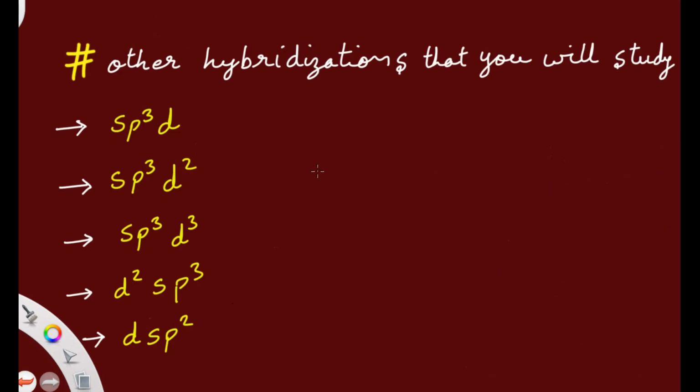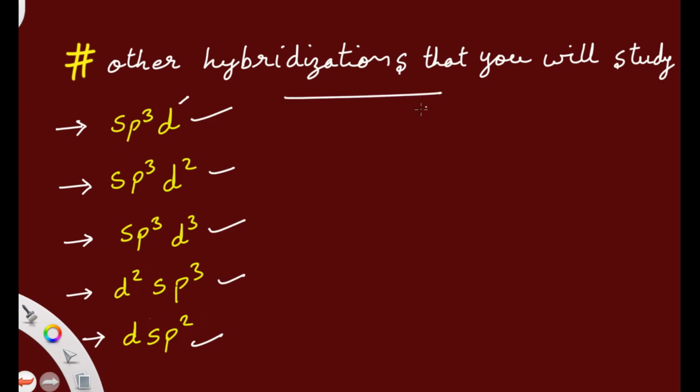Now the other hybridizations that you will study are sp3d, sp3d2, sp3d3, dsp3, d2sp3 and dsp2. These are the hybridizations that you will study, and I will also make a video on these by using different examples of molecules that give sp3d hybridization, sp3d2 hybridization, like that.